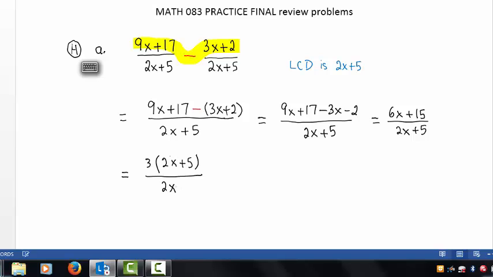The denominator is 2x plus 5. These factors divide to 1. We have therefore 3 times 1, which is 3, divided by 1. That gives us 3, and that is our answer. Let's move on to part B.